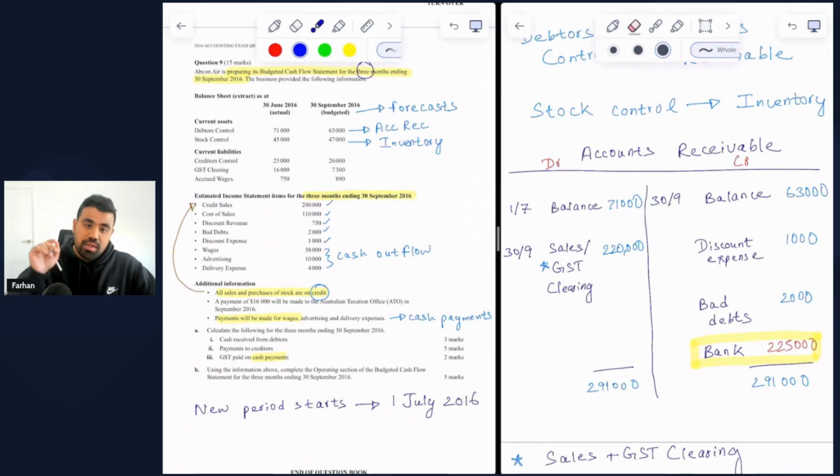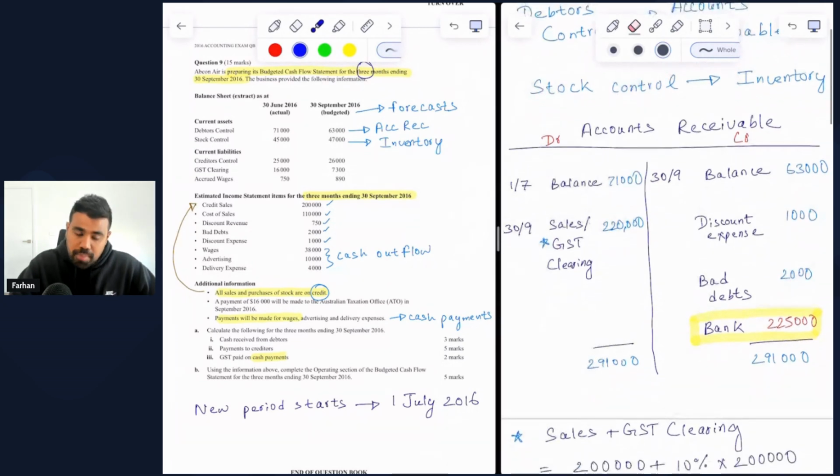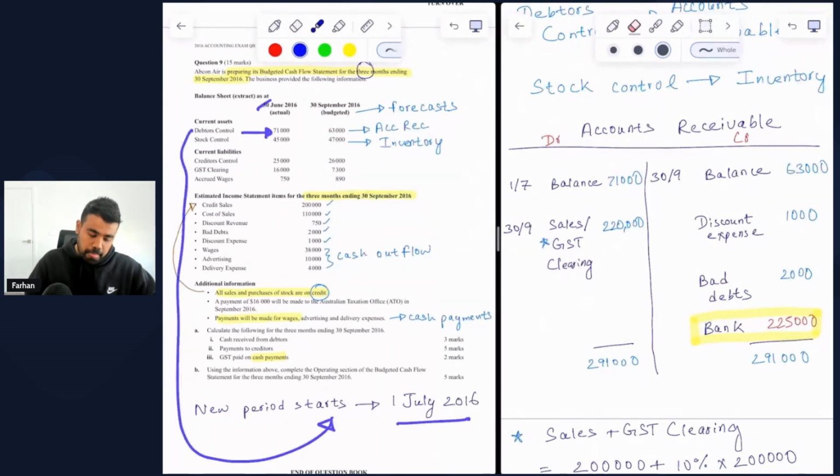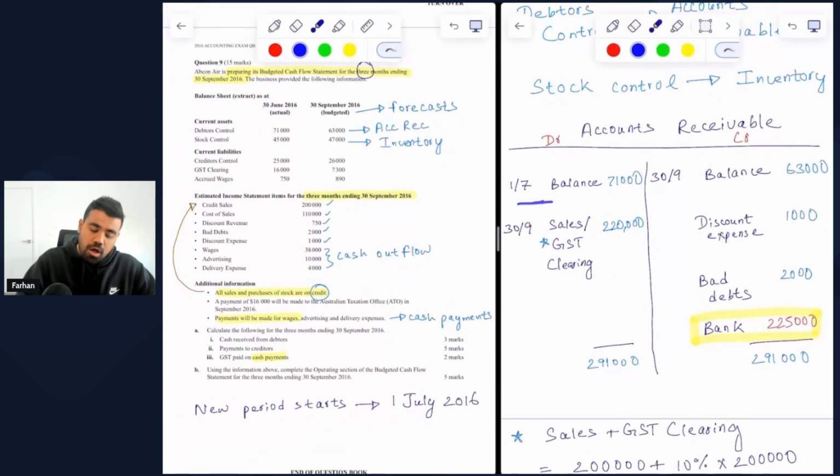So we're going to start with using the opening and the closing balances. So where can we get these two balances? You can check the balance sheet extracts. You are given the closing balance at end of 30 June 2016, which is $71,000. And because the new period starts on 1 July 2016, this closing balance will become the opening balance on 1 July 2016, and that is $71,000, which is what you can see we have included here on the debit side. 1st of July 2016, opening balance of $71,000.